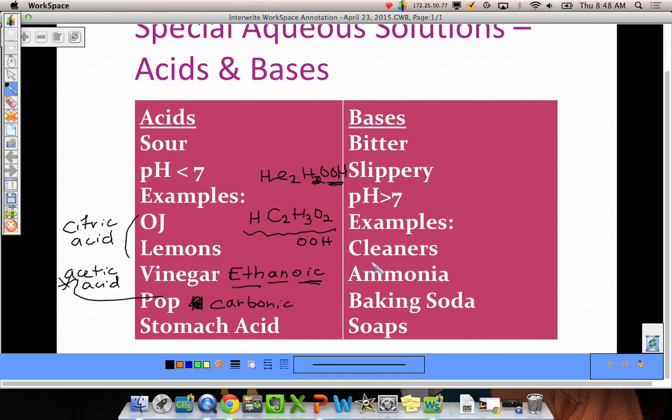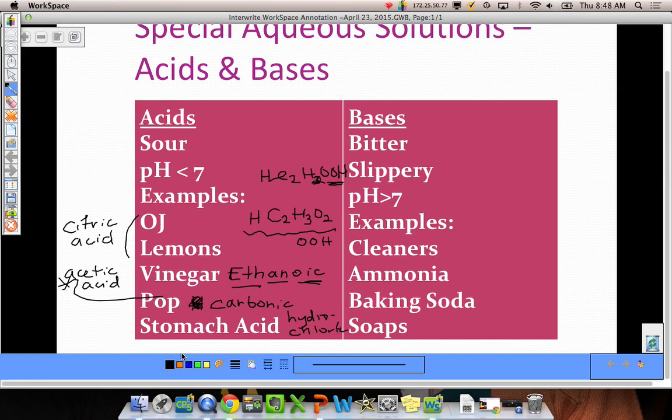And what do you guys know is the main component of stomach acid? Anybody know? Some people know. People know interesting things. It always surprises me. It's hydrochloric. Hydrochloric. It's our stomach acid.